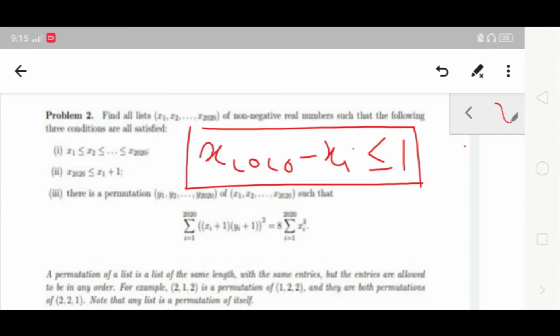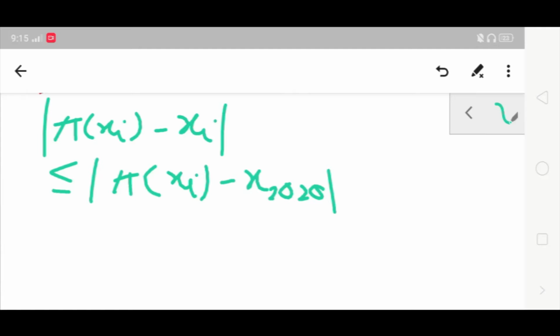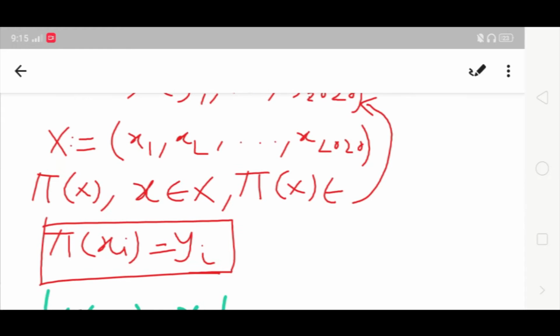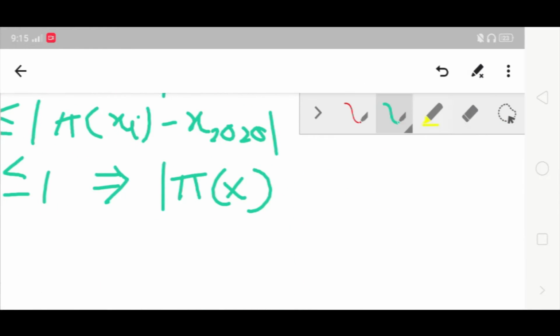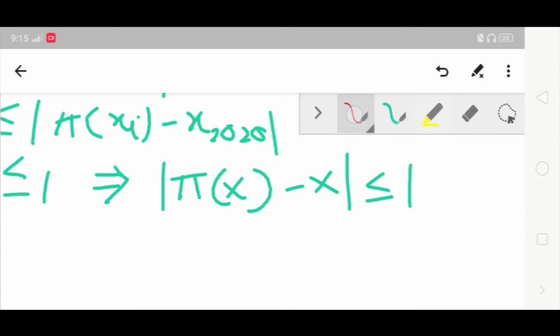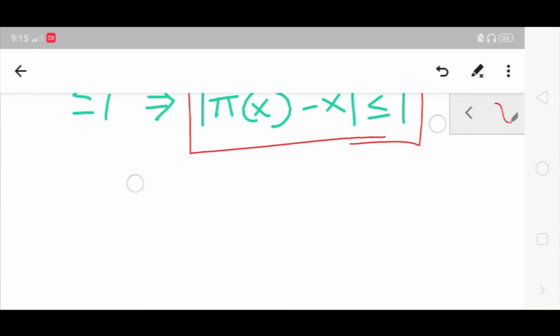Okay, that is why I am going to write this, less than or equal to 1. So we get that for any x, not necessarily an integer, that belongs to the set x, as I have mentioned here, the absolute value of pi of x minus x is less than or equal to 1. This is not necessarily interesting, but it is a very important result for this problem at least.